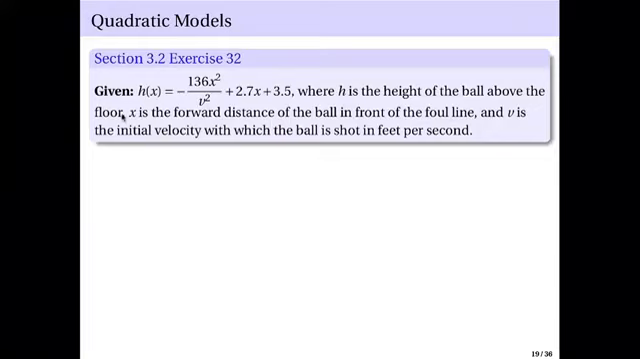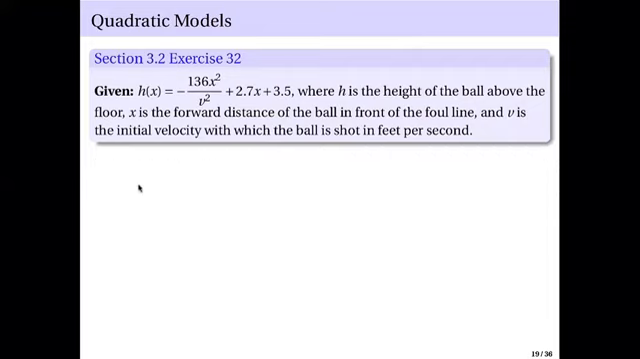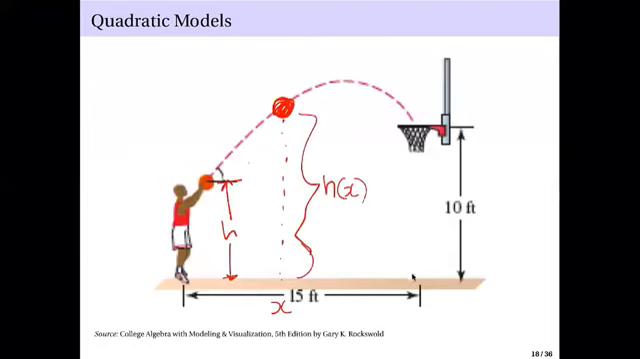where h is the height of the ball above the floor, x is the forward distance of the ball in front of the foul line, and v is the initial velocity with which the ball is shot in feet per second. First problem. The center of the hoop is 10 feet above the floor and 15 feet in front of the foul line. So 15 feet from here up to here, and 10 feet from here up to here. So 10 feet above the floor, 15 feet from the foul line to that center.